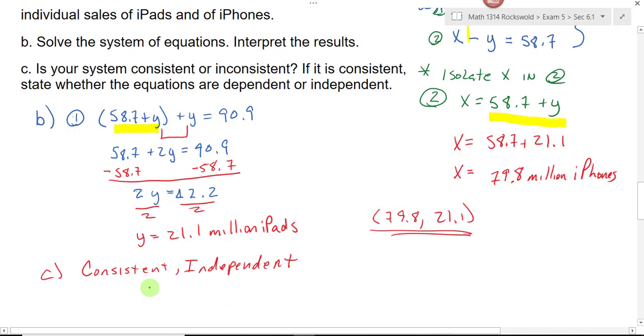Part C says, is your system consistent or inconsistent? If it is consistent, state whether the equations are dependent or independent. Because I had only one solution in Part B, that means that my system is consistent and independent.